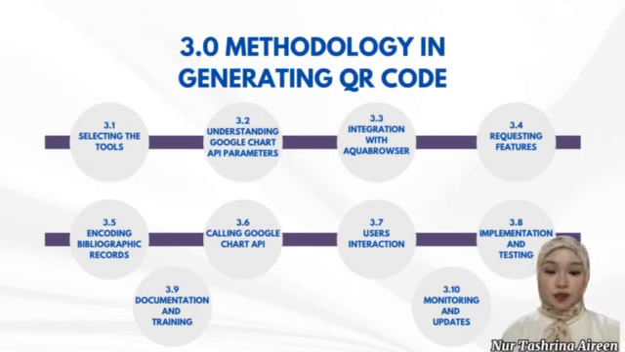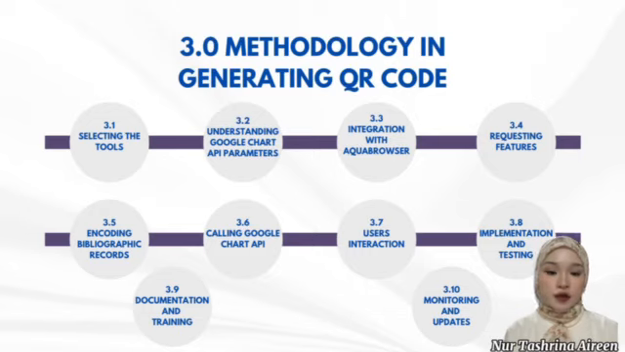Next, let's move to the methodology in generating QR code. The methodology outlines the process of generating QR code for bibliographic records using the Google Chart API. Below is a step-by-step breakdown of the process. Number 1 is selecting the tools. Choose the Google Chart API as the tool for generating the QR code. This decision is based on the API's ability to generate various types of charts, including QR code, through URL GET or POST requests.